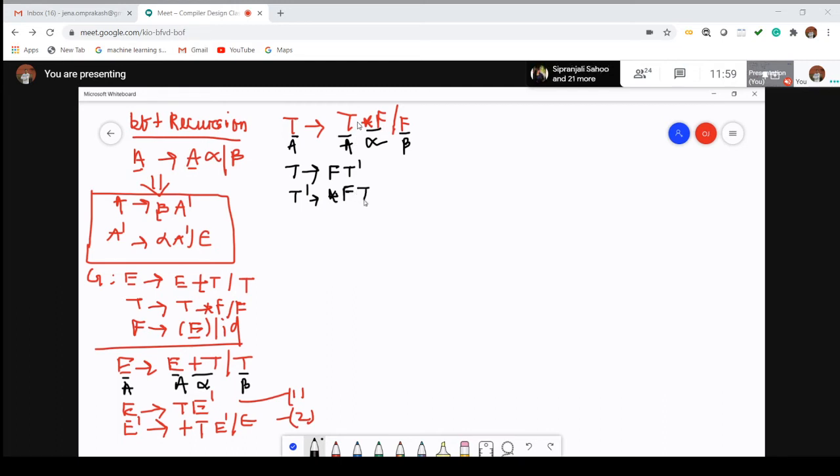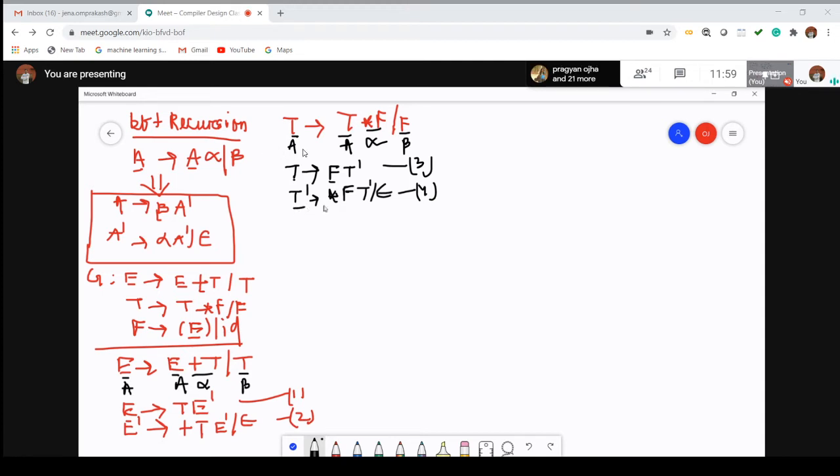A dash means T dash or epsilon. Now make it equation number 3. Make it equation number 4. So this is free from left recursions. Why is it free from left recursion? You can check. What is the left element? Left element equal to T. What is the first element of the right? Equal to F. Both are different.